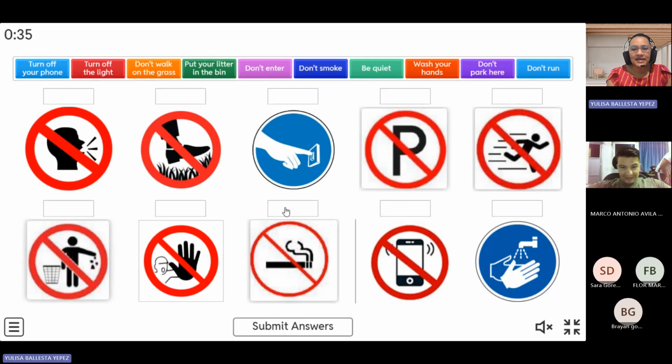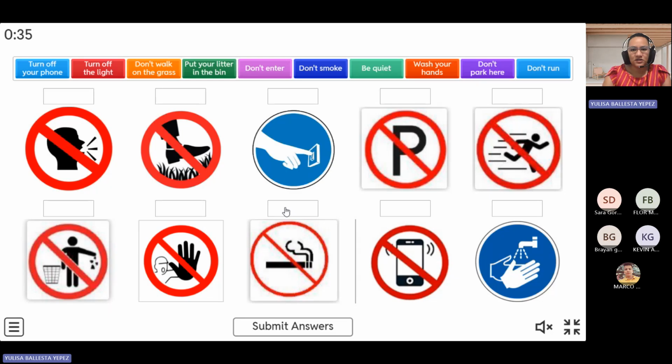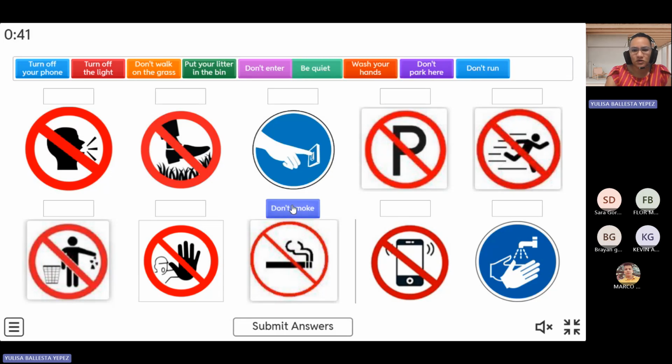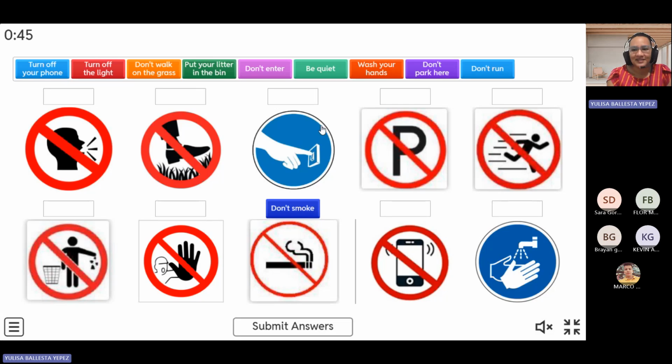In which place do you see this imperative form? Don't smoke. In a hospital? Yes, in a hospital. That's true. Very good, Flor.